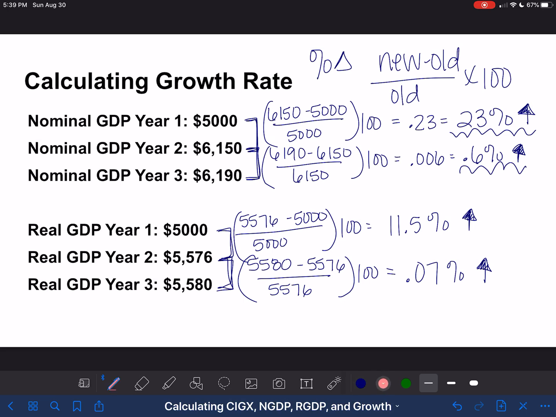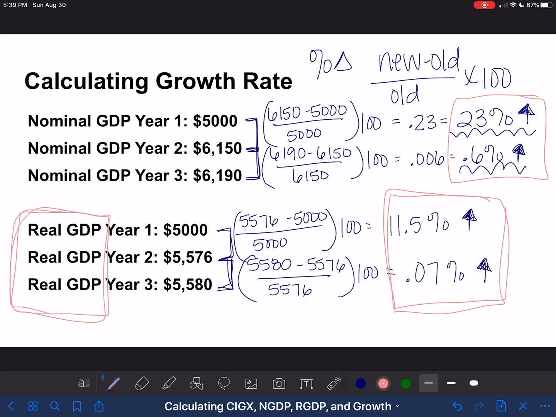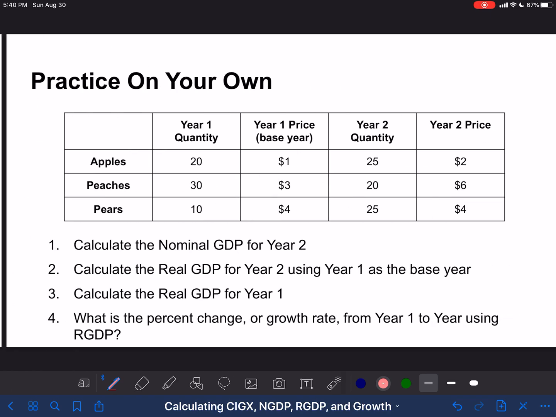So if we compare these growth rates, here's our nominal growth rates, and here are the real growth rates. So they're both increasing, so that's good. We didn't have any false growth. But if we compare our actual percent increases, 23 to 11.5, that's very different. And then 0.6 to 0.07, that's also very different. So our real growth rates are a lot lower than the nominal growth rates. So what we can say from these extreme differences in the growth rate is that there's a lot of inflation happening here in these nominal GDP changes.